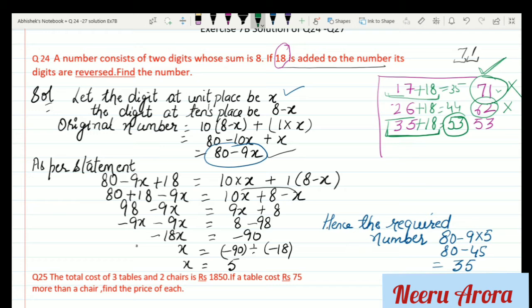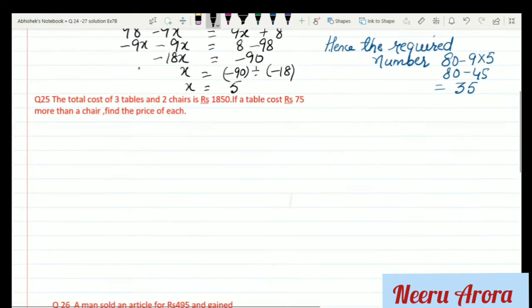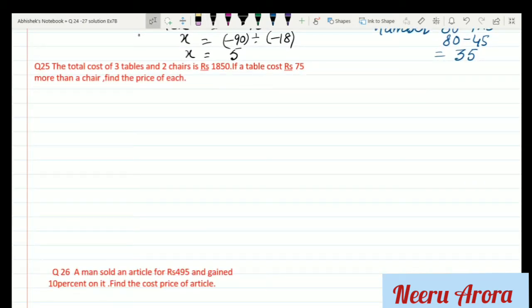When it comes in MCQ form, we can do it this way also. Now look at the 25th question. The total cost of 3 tables and 2 chairs is rupees 1850. If a table costs rupees 75 more than a chair, find the price of each. So they said the table costs rupees 75 more than a chair. So whatever the price of a chair is, the table costs 75 more than that.